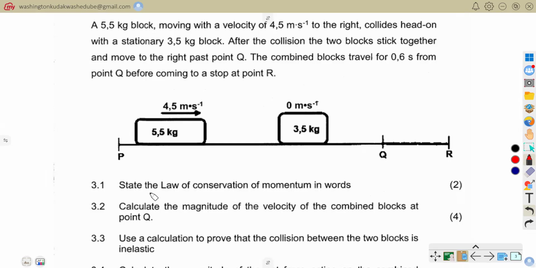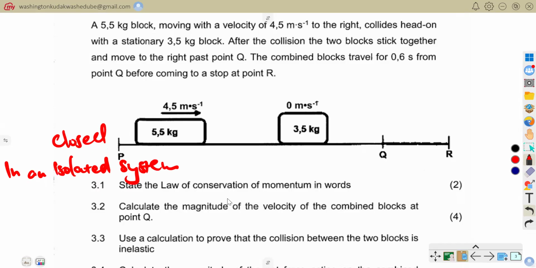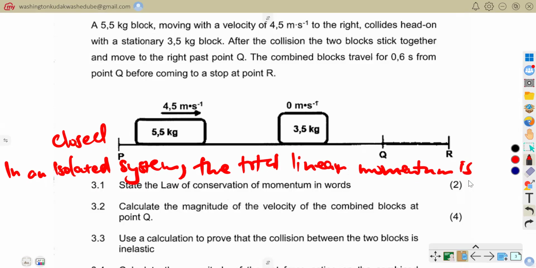The question says, state the law of conservation of momentum in words. So we know that the law of conservation of momentum states that in an isolated system, or else in a closed system, the total linear momentum is conserved.